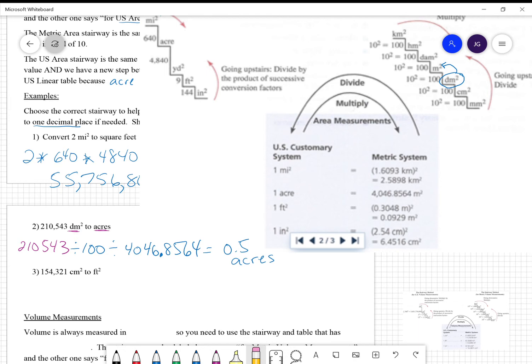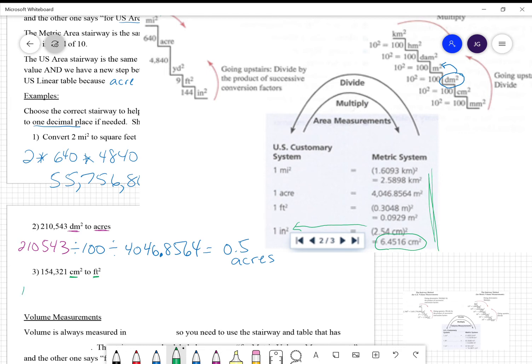Okay, next one, 154,321 square centimeters. Let's do this in green. And I want to go to feet squared. So centimeters squared, I'm going to look for here. It's right here. When I convert that, I'm going to get to inches, which just means I'm going to have some more conversions to do.